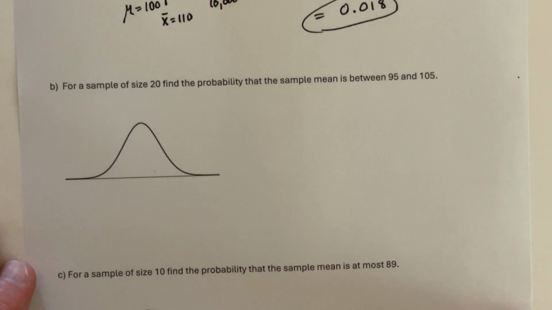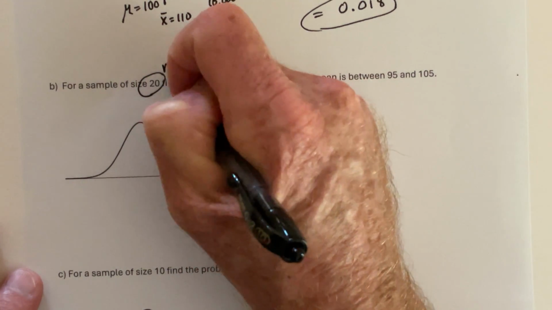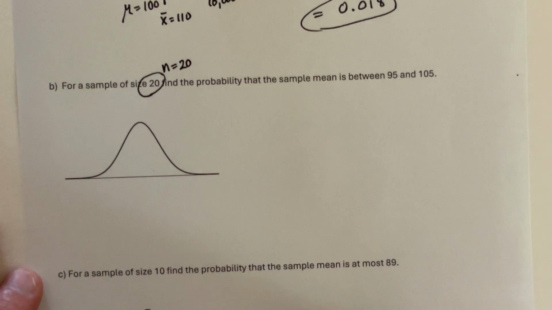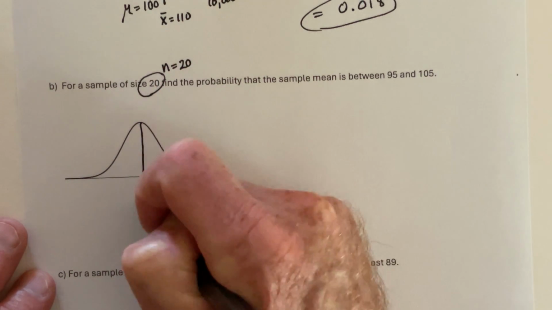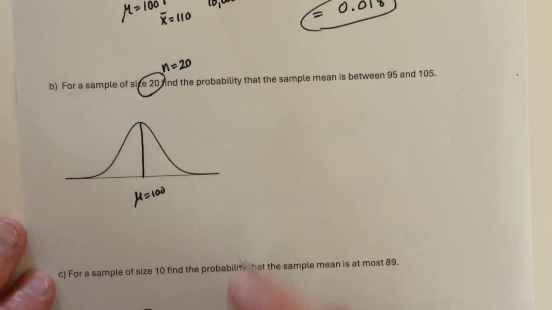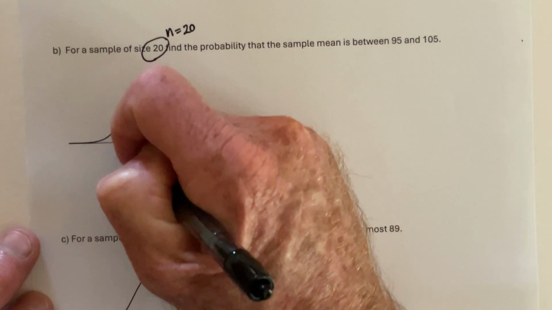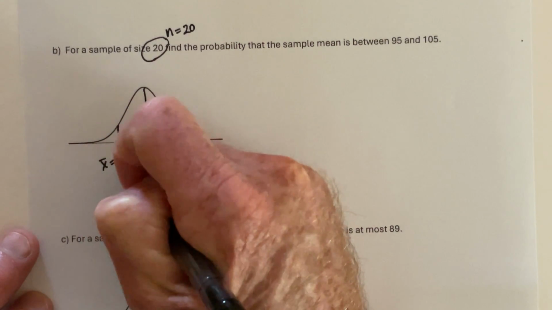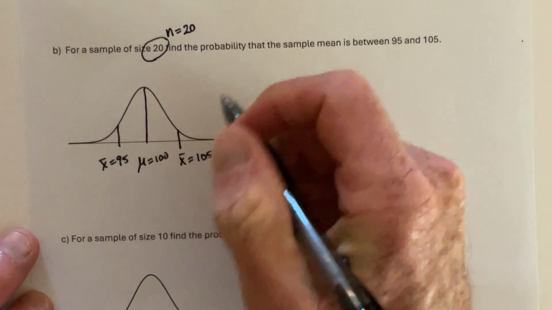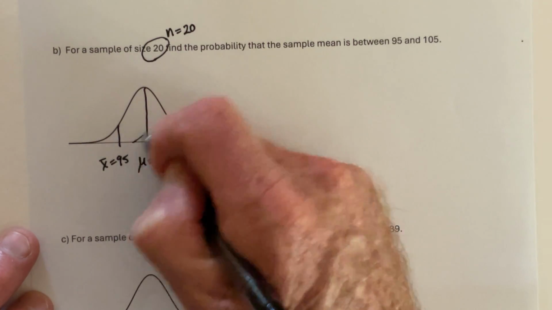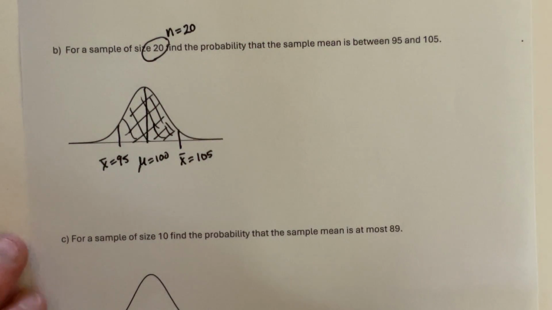Believe it or not, only 2 more to go. So this time it's a sample size of 20. So that means that when I get to the standard deviation part, it's going to be divided by the square root of 20. And once again, the mean is equal to 100 in this example. And then the shading is going from 95 to 105. So then shade in between those two. There we go. Beautiful shading.